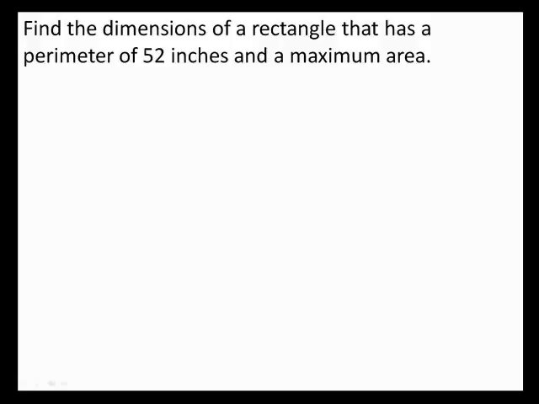Find the dimensions of a rectangle that has a perimeter of 52 inches and a maximum area. You know that the perimeter of a rectangle is equal to 2 times the length plus 2 times the width. Set 52 equal to P. You know that the area of a rectangle is length times width. Solve for L in the perimeter equation to substitute it into the area equation.